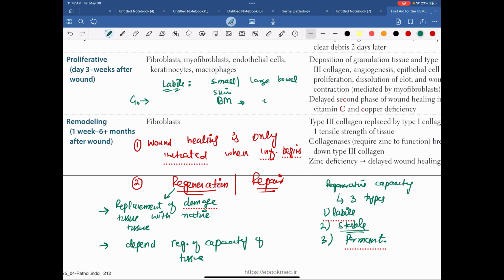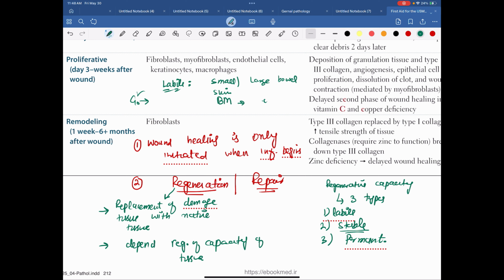So in the liver, it means when the liver is not damaged, the hepatocytes are in the G0 phase. But when the liver gets damaged and we have to regenerate the hepatocytes, the hepatocytes will leave the G0 phase and enter the cell cycle, like the G1 phase. In the G1 phase the cell is going to start to duplicate its material and make a new cell. So this is about the stable tissue.